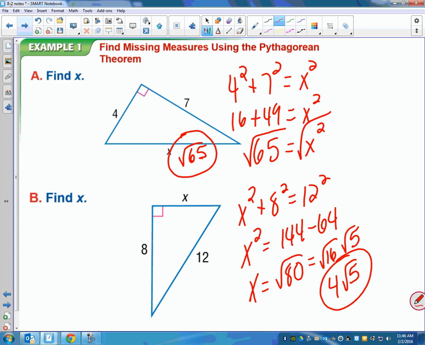I don't know how much you talk about this in middle school with Pythagorean theorem. There are these things called Pythagorean triples, which are just three numbers that work out perfectly in Pythagorean theorem. Chandler should love these. He doesn't like it when it doesn't work out nicely.